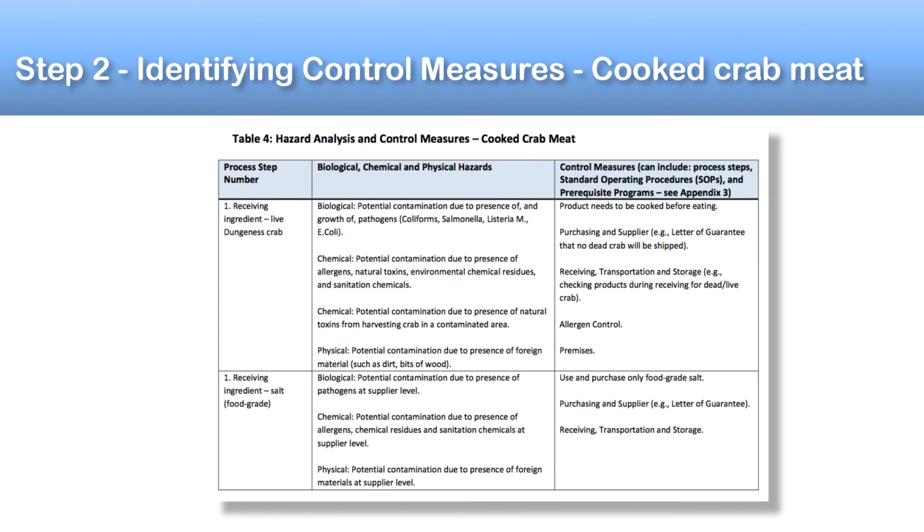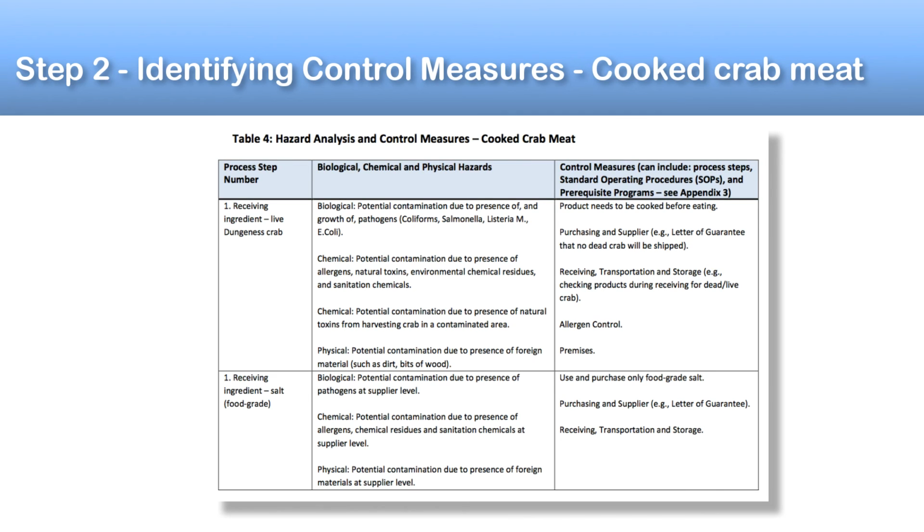The first column of the table identifies the process step from the process flow table. The second column of the table identifies the hazards at each process step. The third column lists the control measures for each of those hazards.